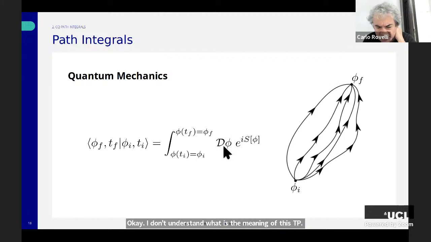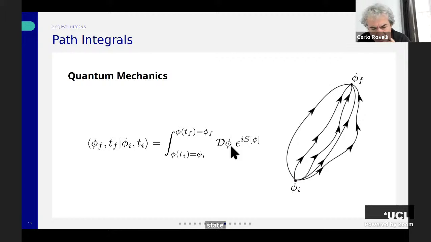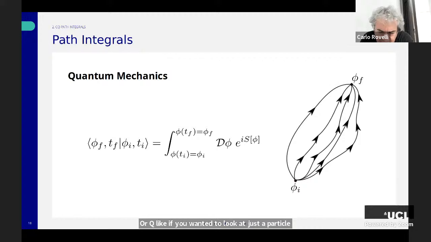Yeah, it's a trajectory. So field. I guess let's take this to be a field configuration, and I take the path over all fields. Or Q, like if you wanted to look at just a particle, Q and P. So I take the sum over all Q and P. You mean the position at every time, right? Suppose this is just the quantum mechanics of a single particle. Position at every time. Yes. So phi I is a position at some time. So it's not a state at some time. Sorry? It's not a generic quantum state at some time. It's an eigenstate of the position.